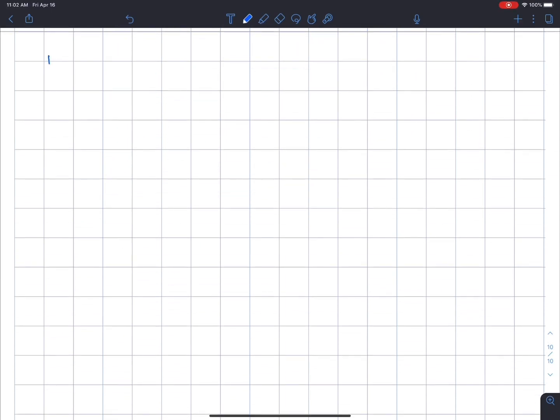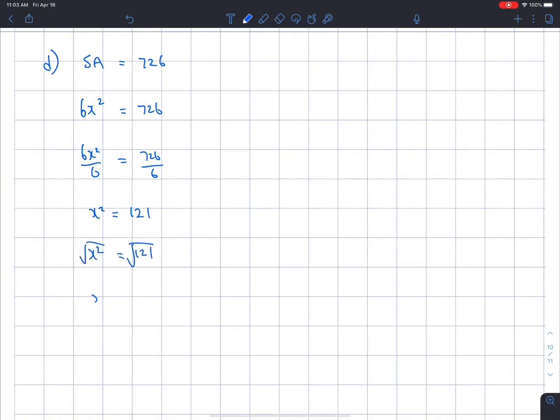And then D. Same idea, we were told that surface area here is 726. We know that surface area is 6x squared. So now we can just divide both sides by 6. We get x squared equals 121. To find x, we would simply square root both sides, and we get x equals 11. So the side length equals 11 units.